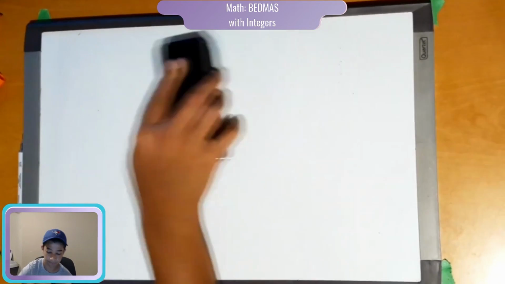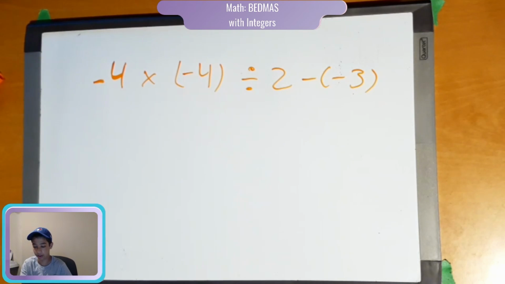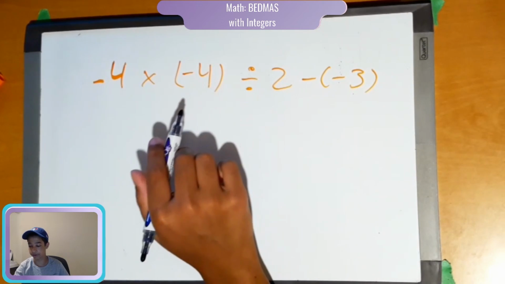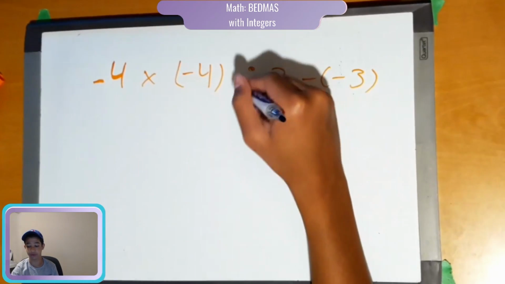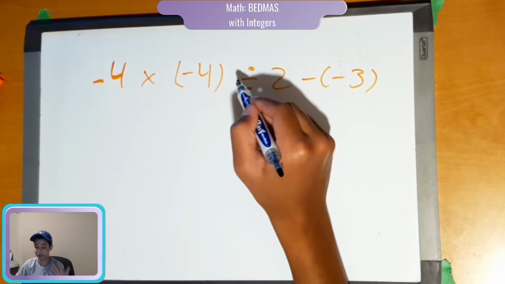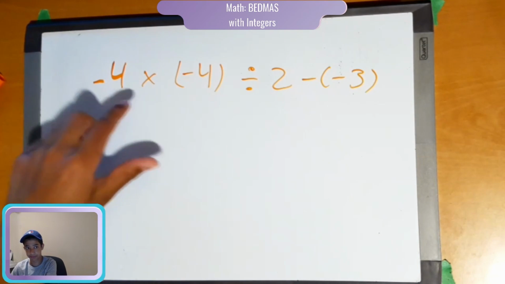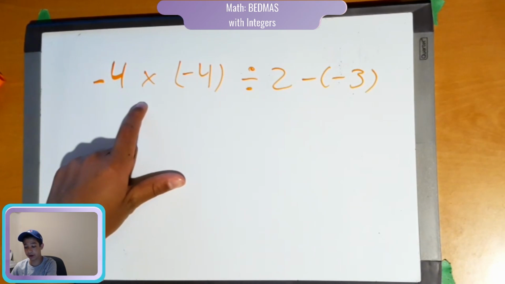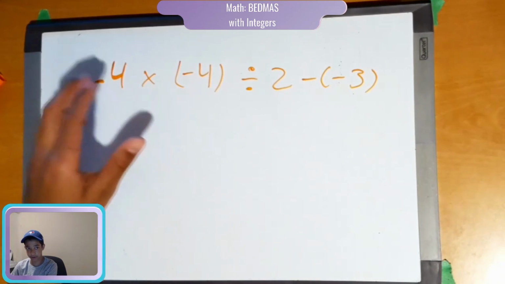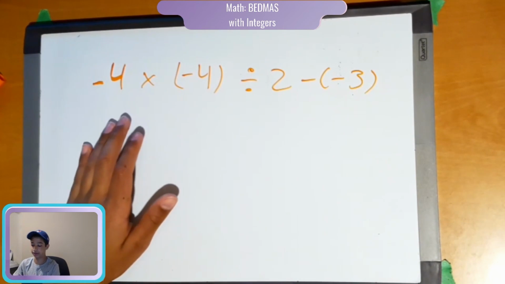Let me try another one. Okay. Let's solve this. Negative 4 times negative 4 we're going to do first, because the division has to come afterwards. We have to do multiplication before division, because they're at the same level, and this comes first. So if it was 4 divided by negative 4 times 2, we would do the division first. But multiplication is first in this equation. Okay?